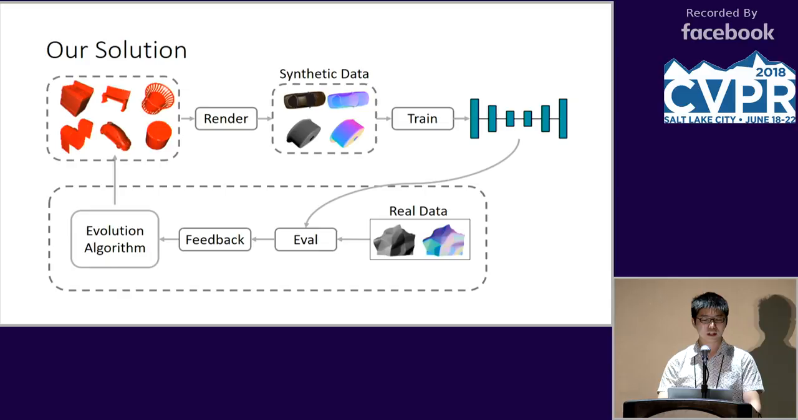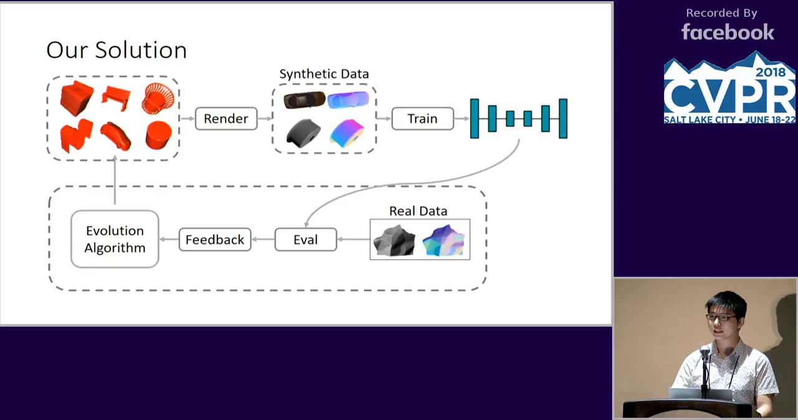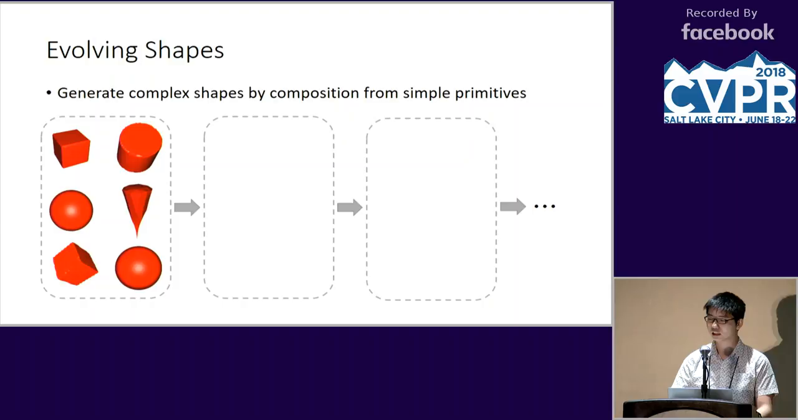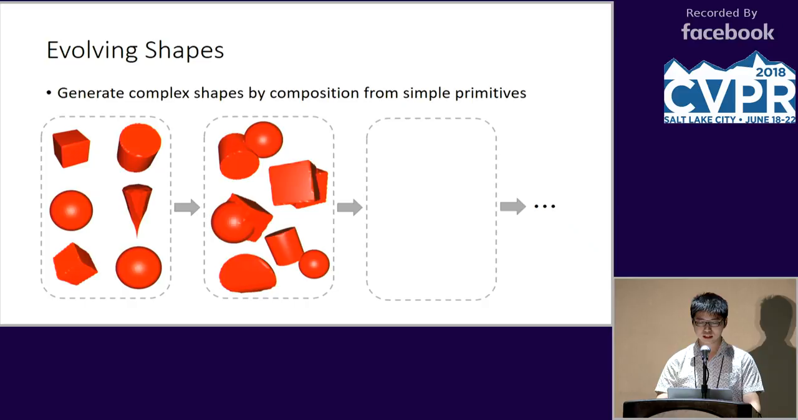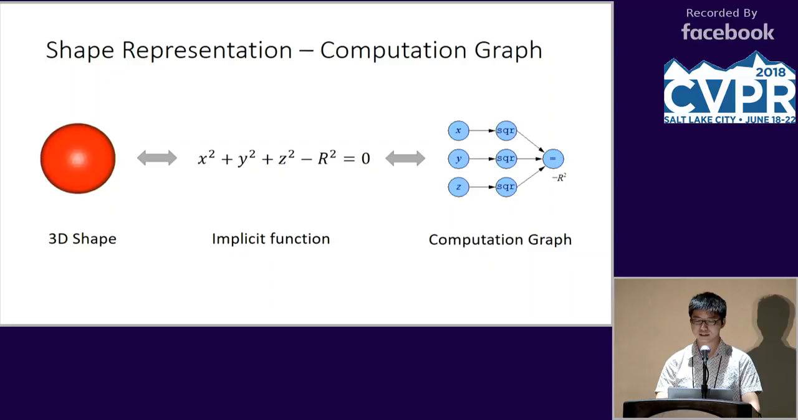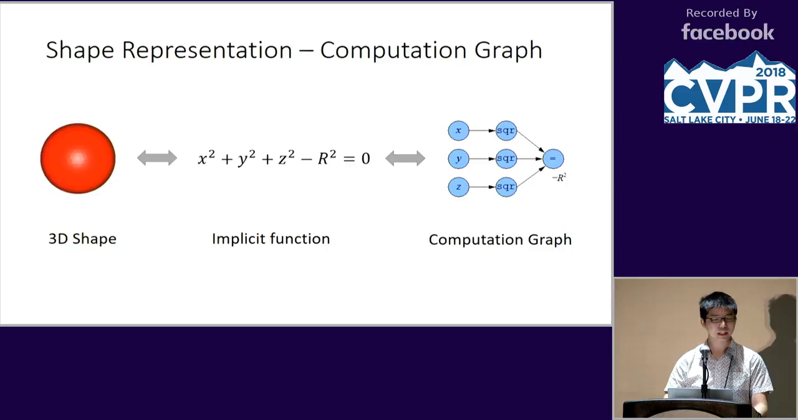Our key idea is to use evolutionary algorithms to automatically generate new shapes. The network trained on these shapes is then evaluated on a small real dataset to give feedback on the fitness of each shape. Then we evolve new shapes by selecting and combining existing shapes. To generate complex shapes, we start from simple primitives such as spheres, cylinders, cubes, and cones. We then compose new shapes from existing ones based on their fitness scores. To enable shape composition and transformation, we use an implicit surface representation so that each shape can be represented by a single computation graph of its implicit function.